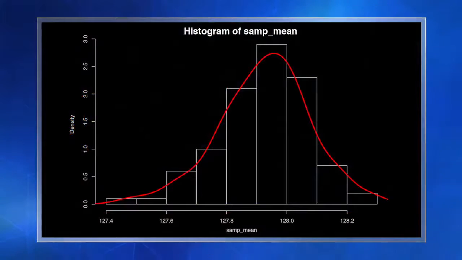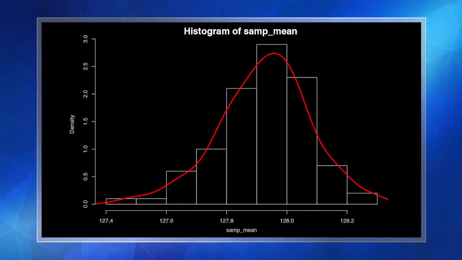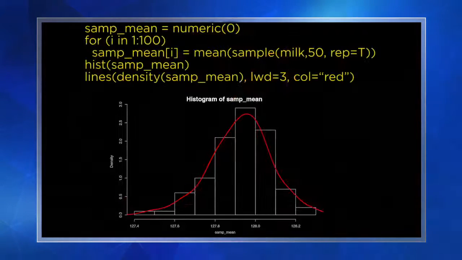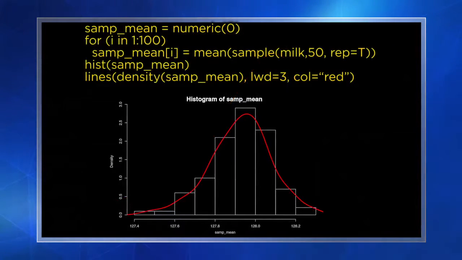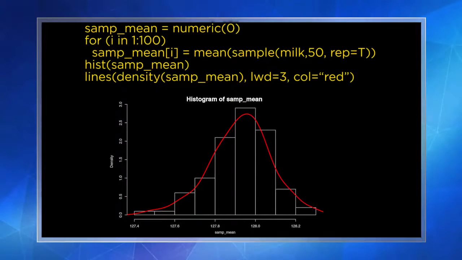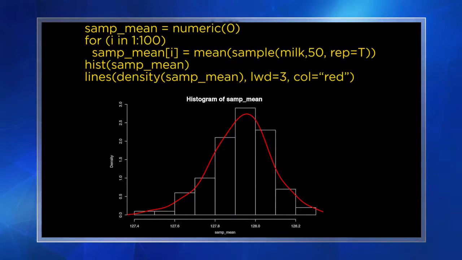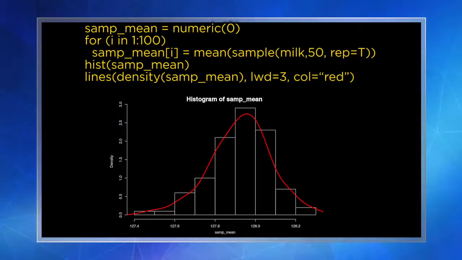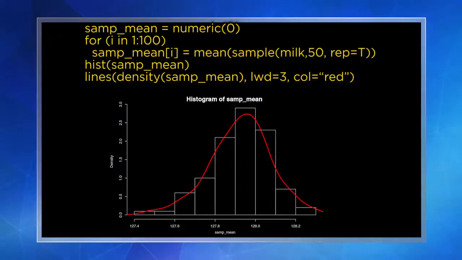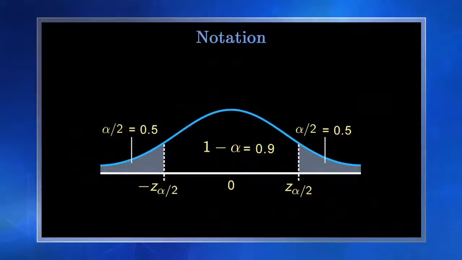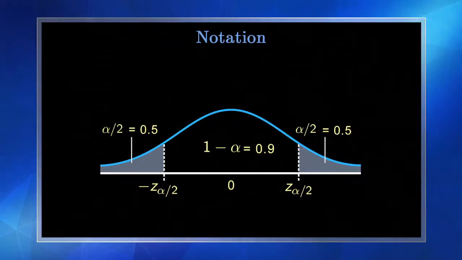Notice here that beautiful histogram. And this is only with a sample of size 50 done 100 times. We've overlaid it with the density plot, so you can really see how close we're getting to normality. The lines command is used to overlay lines or curves to an existing plot. So here we overlay the density of our sample mean, which is samp_mean. Now we make that curve by setting lwd, or line width, equal to 3, and we set our color equal to red.